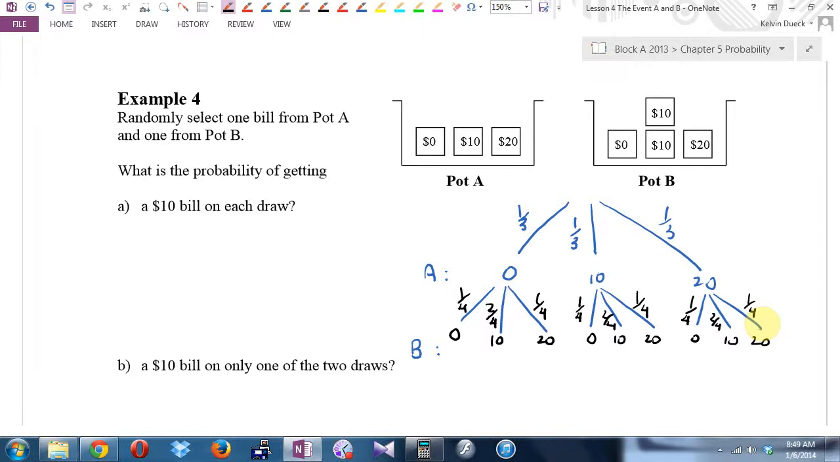Sean, what's event A? What does A want us to find? A $10 bill on each draw. A $10 bill on each draw. Which branch is that? Look at my tree. Which branch would be a $10 bill on each pick?